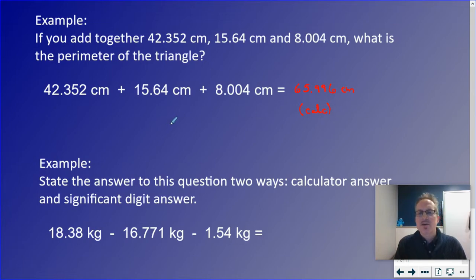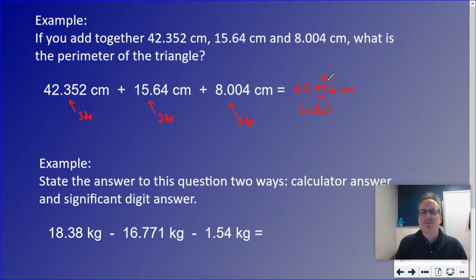So to figure out how to put it in significant digits, we have to look at, because this is adding, the number of decimal places. We have 3 decimal places. In the second number, we have 2 decimal places. And in the last number, we have 3 decimal places again. So the smallest one is 2. So we're going to write this answer into 2 decimal places.